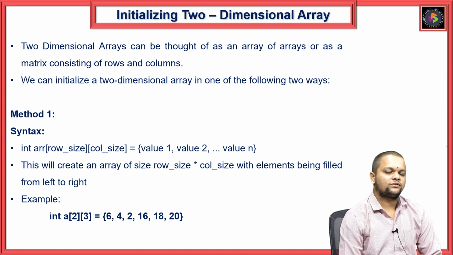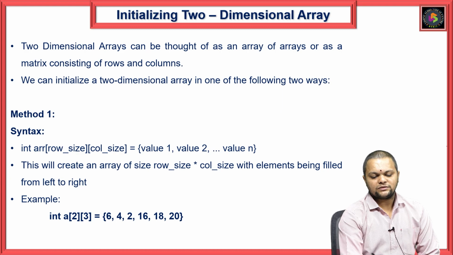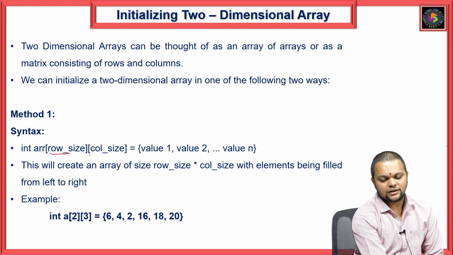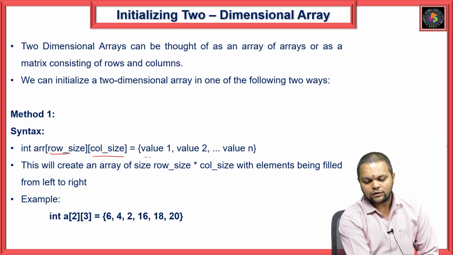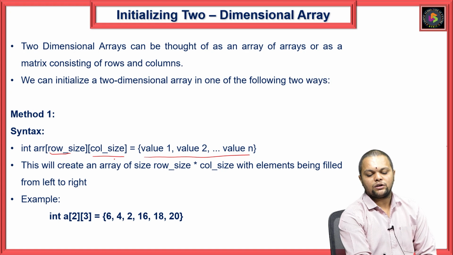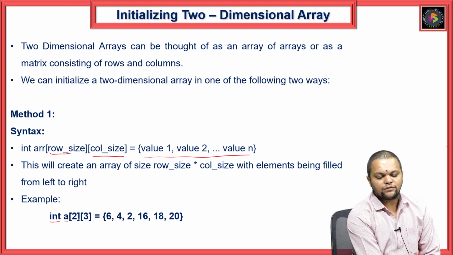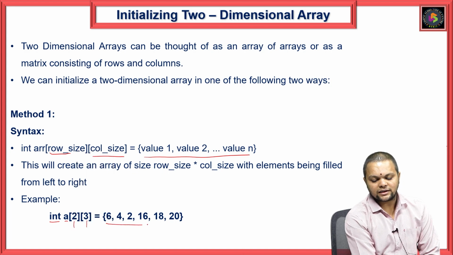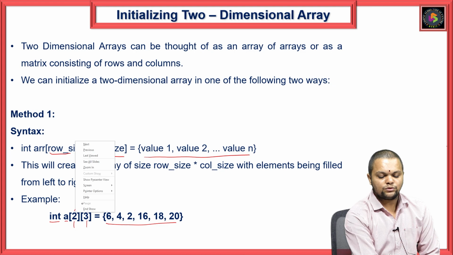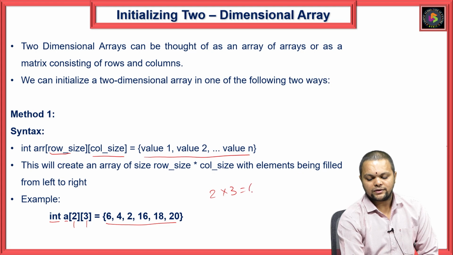There are two methods to initialize a two-dimensional array. This is the first method. The first method is giving the row size as well as the column size and giving the values directly. This is how you create it: this is the data type, this is the name of your array, this is the row size, this is the column size, and these are the elements. If my row size is 2 and column size is 3, then it's 2 into 3, so you'll have 6 elements here.